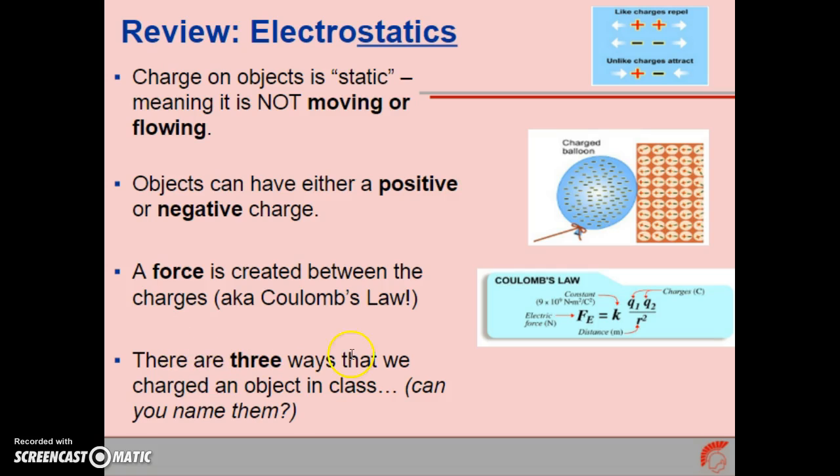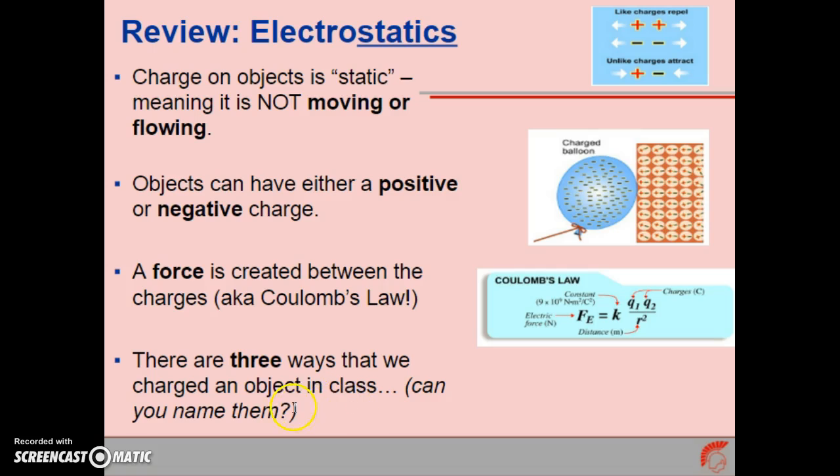We also learned that there are three ways that we can charge an object. Can you name them? You can pause this and try to think of them, but I'm going to go over them in a second. The first one was that we charge by friction. We rub a balloon on our shirt. We know from the triboelectric series that some objects are more likely to give electrons, and some objects are more likely to gain electrons. So we can charge by friction.